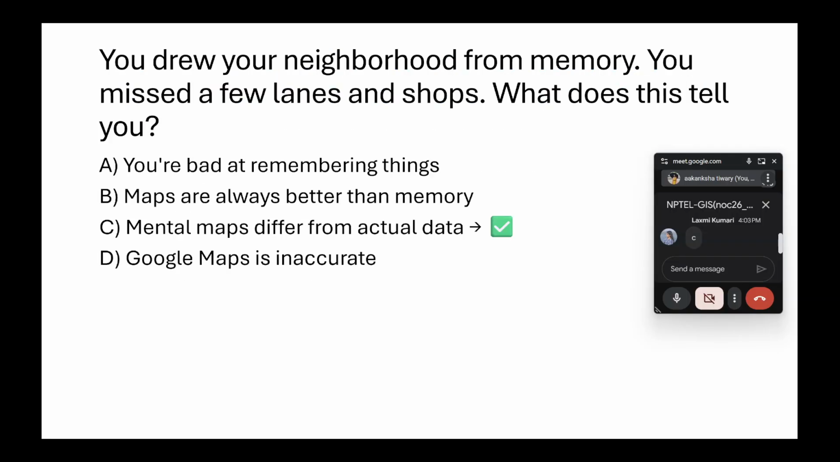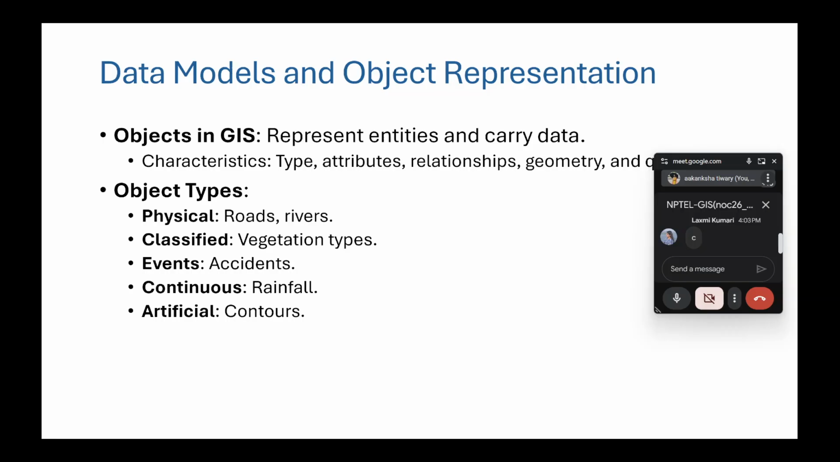Okay, so every time we make some map or GIS layer, that is a simplified version of what actually is there. Okay, so it is not going to be 100% correct, but it is going to be a simplified version of what is there.